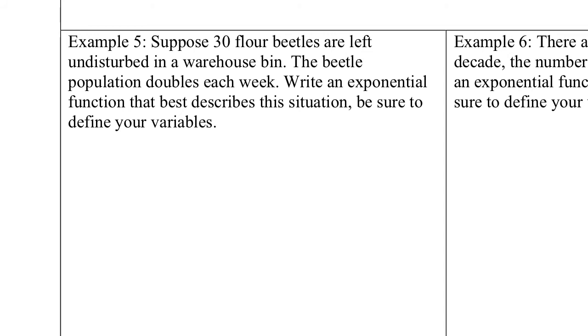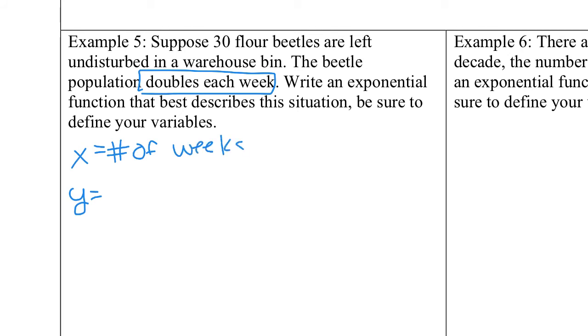So first, I need to figure out what my two variables represent. So we have x and we have y. So x is the independent, and it's usually time. So we see that something says it doubles each week. So that means x is going to be the number of weeks they're watching this beetle population. So, well, y is the number of beetles. That's what they're trying to figure out.